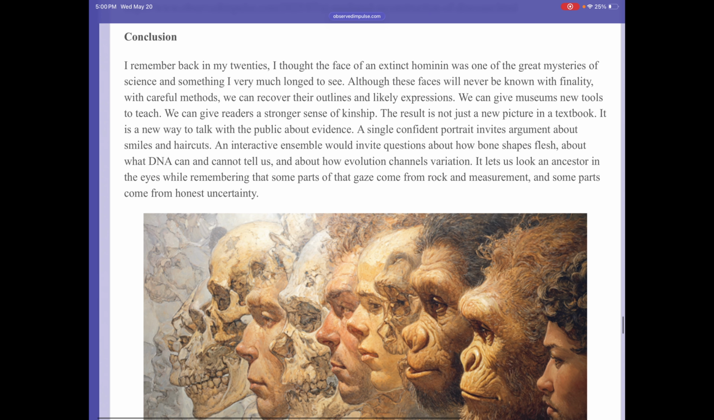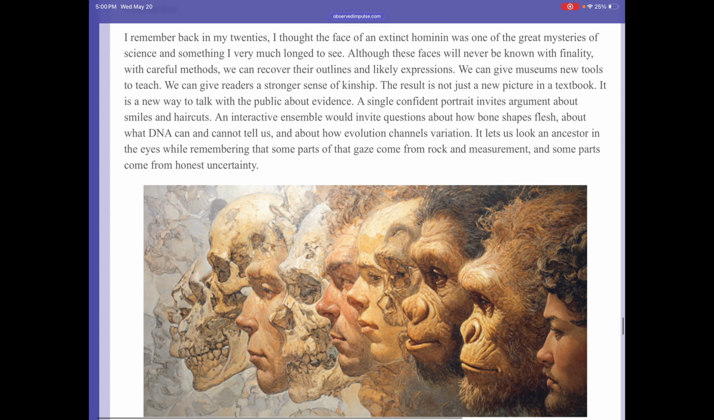Okay, so for the conclusion. I remember back in my 20s, I thought the face of an extinct hominin was one of the greatest mysteries of science and something I very much longed to see. Although these faces will never be known with finality, with careful methods, we can recover their outlines and likely expressions. We can give museums new tools to teach. We can give readers a stronger sense of kinship.